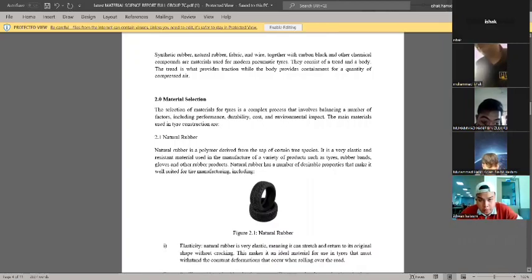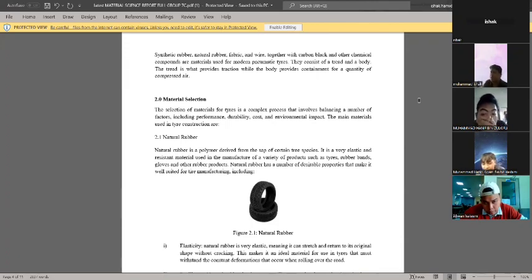Okay. Next is material selection. Material selection has two types. First, natural rubber. Natural rubber is a polymer derived from the sap of certain tree species. It is a very elastic and resistant material used in the manufacture of a variety of products such as tires, rubber bands, gloves, and other rubber products.